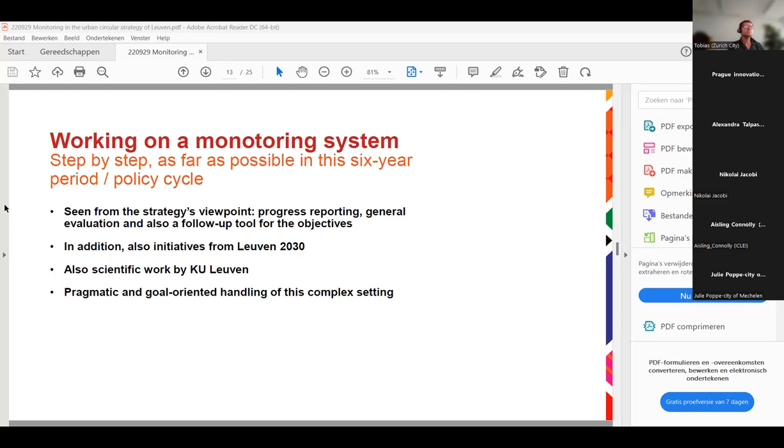Leuven is preparing itself to be a climate neutral city, and in the recent initiative by the European Commission, Leuven is one of the 100 cities in Europe that will have to become, even on an earlier basis, a climate neutral city. So there's lots of things going on to prepare a general monitor. In the meantime, we continue with our work. There's also been important scientific work by KU Leuven. And we try to navigate within the setting to do what we can to have a useful kind of follow-up and not close doors to a more elaborate system in the coming years.